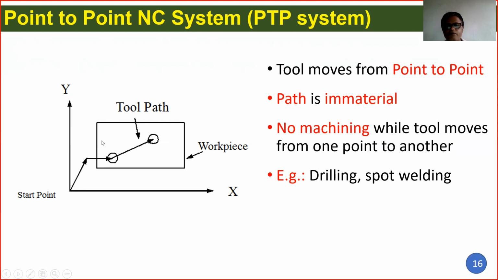Such a control system is used for drilling machine related applications where the location of the hole is important. In drilling, the hole is to be located. After locating the hole, the machining can be done. So in drilling and spot welding like applications, PTP control system is used. The advantage of this is it is a relatively cheap control system. Economy wise, it is less cost. Hence, it is used for all the drill press like applications.